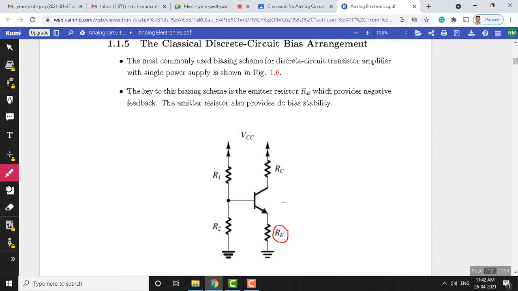To control emitter current, you can see here the same point shown, which you can see as the second point if you can read. The key to this biasing scheme is the emitter resistor, which is Re. This is the key resistor here. Compared to other biasing schemes, this circuit is much better.